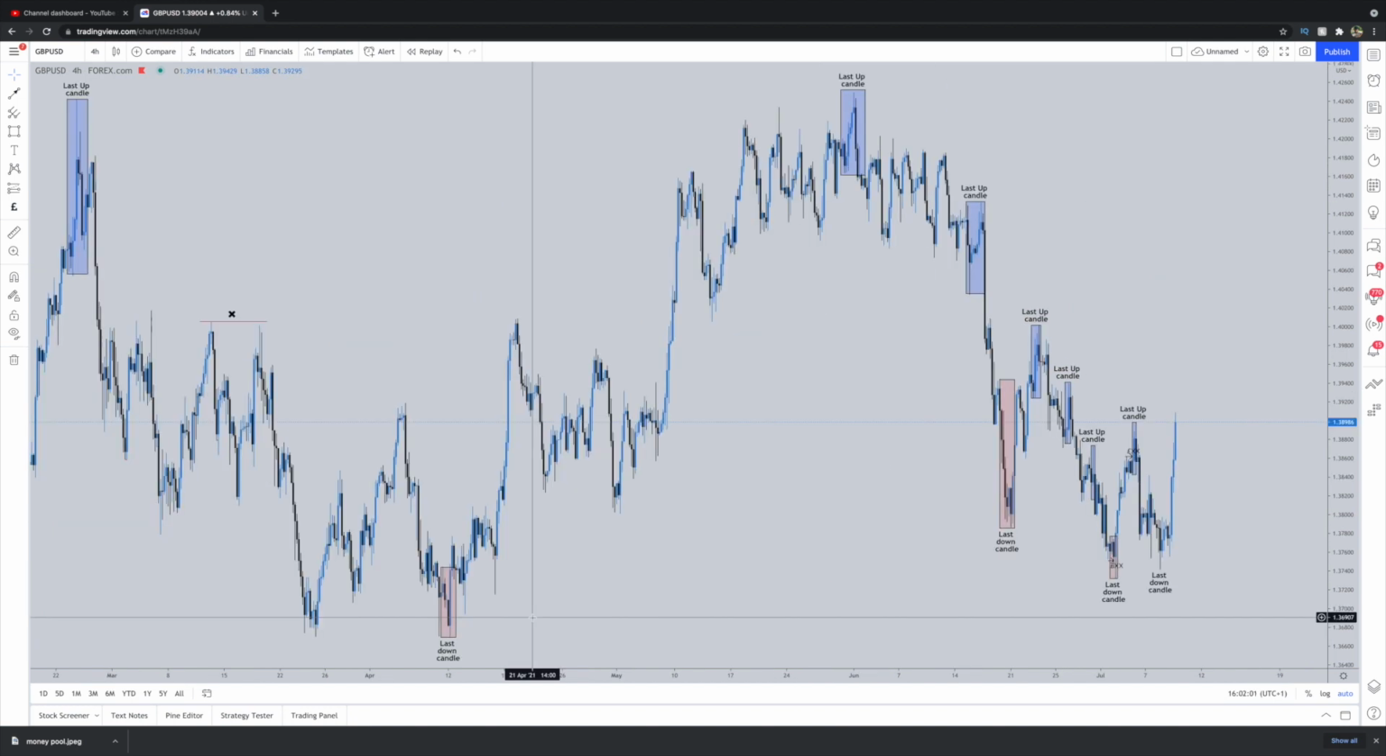So that is part 2 done. That is how you use institutional candles to determine market flow.